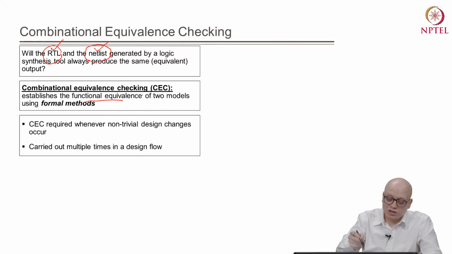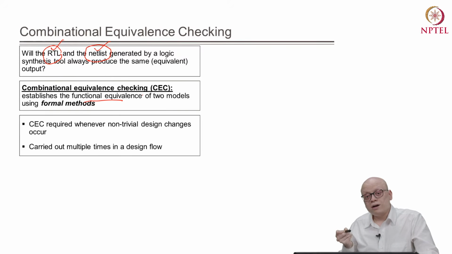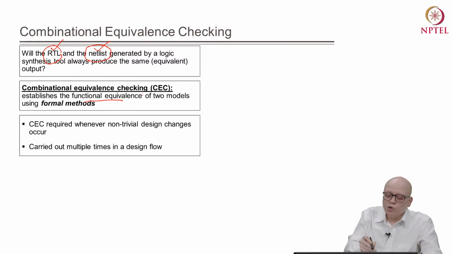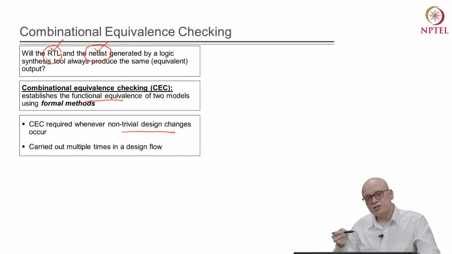Combinational equivalence checking, or CEC in short, is required, or we need to run these CEC tools, whenever we make non-trivial changes to the design. Why? Because the transformation can introduce bugs in our design, right. So, we need to carry out this kind of combinational equivalence checking throughout our design flow, right.